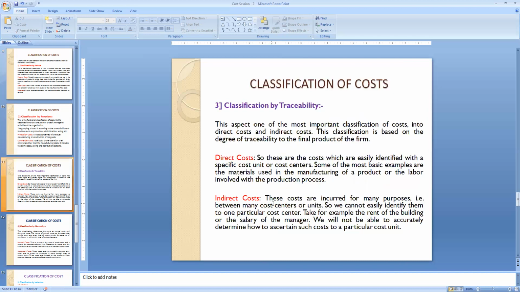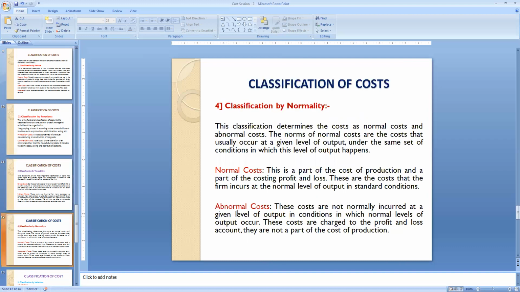And the next one: those costs which are incurred but cannot be identified very easily, but which we can allocate or apportion to a particular cost center, are called indirect cost. Next, on the basis of normality, we have the cost classification under two types. One is normal cost, another one is abnormal cost.